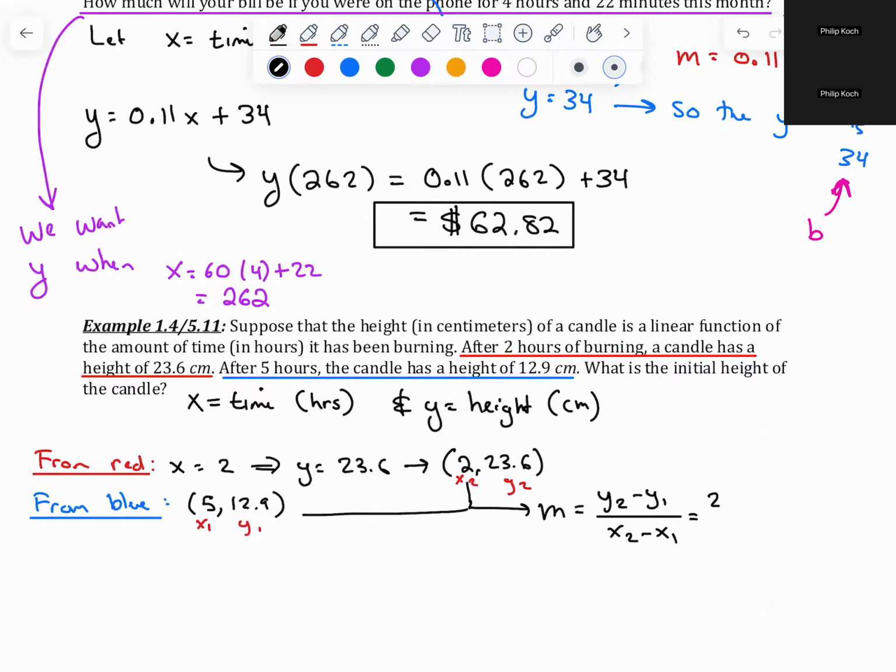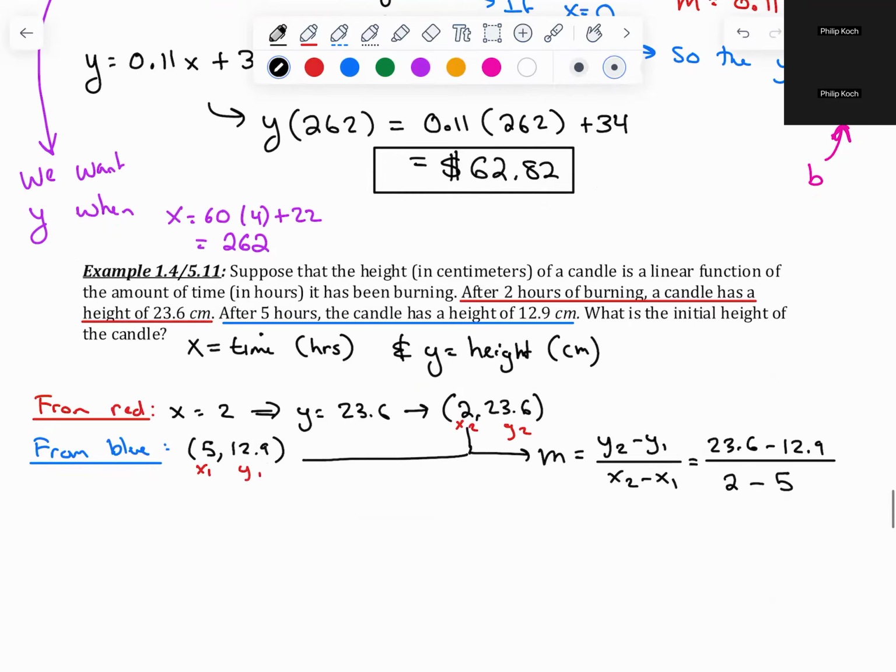So y sub 2 is 23.6 minus y sub 1, which is 12.9, divided by x sub 2, which is 2, minus x sub 1, which is 5, which is approximately negative 3.57. I believe it's negative 3.566 repeating, but we'll round that to negative 3.57. On an exam, my usual recommendation is to round to 2 decimal places. That usually is sufficient on most things, but for early rounding, it's probably better to round to like 3 to 5 decimal places.